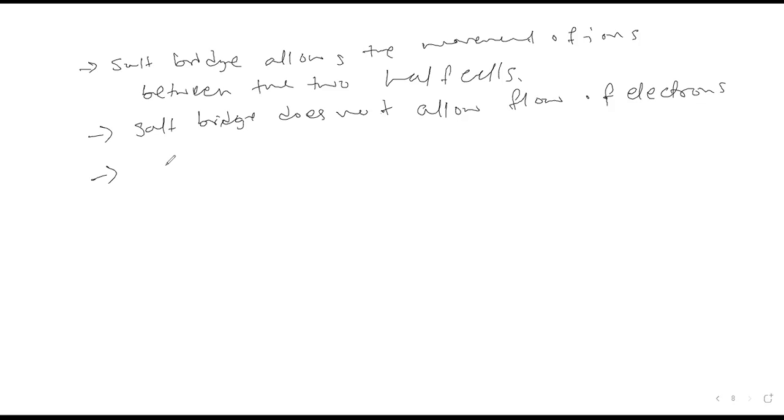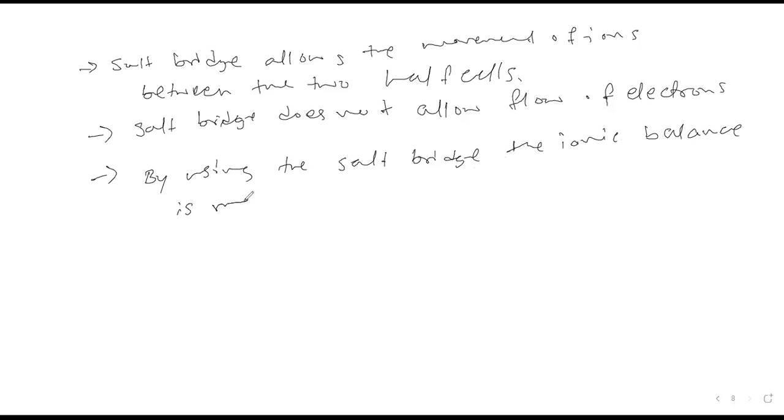Now, by using the salt bridge, the ionic balance is maintained, which I just mentioned. If any one side has a shortage of ions, or the ion value decreases or increases, then we need to rebalance them.